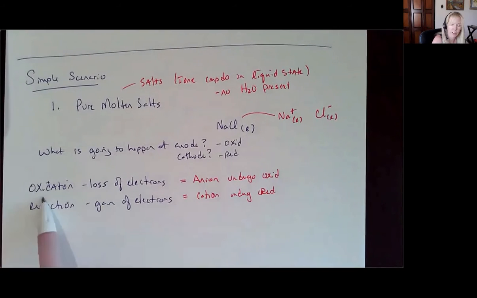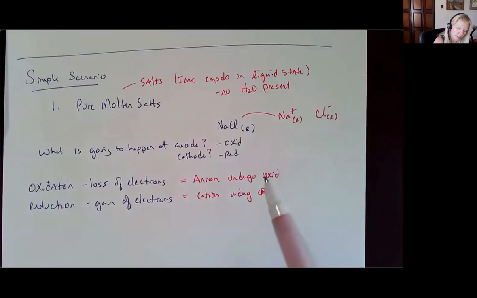Your cation is never going to undergo oxidation because it doesn't have any more electrons to lose. Your anion isn't going to pick up any more electrons. So this is the simplest one, because you can predict, based on the charge of the ions that are in your salt, which is going to undergo reduction and which is going to undergo oxidation.